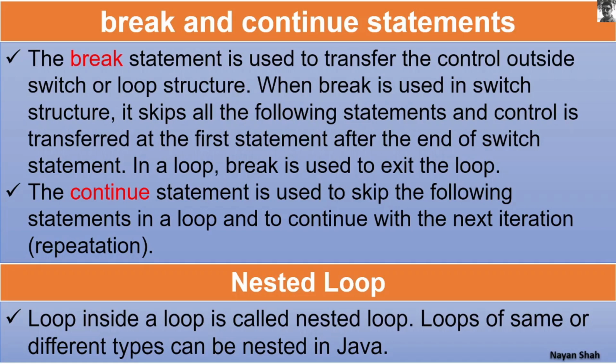In a loop, break is used to exit the loop. It can be a for loop, while loop, or do while loop. On the other hand, the continue statement is used to skip the following statements in a loop and to continue with the next iteration, that is, the next repetition. So continue will not break the loop. Continue will only skip the current repetition, and it will start with the next repetition again. So that is the basic difference between break and continue.